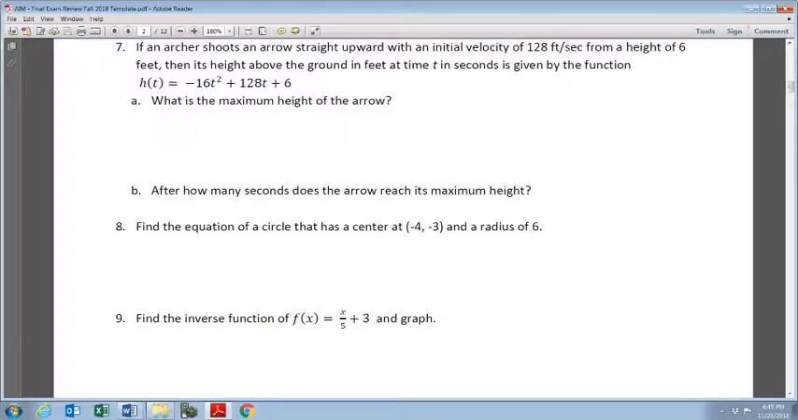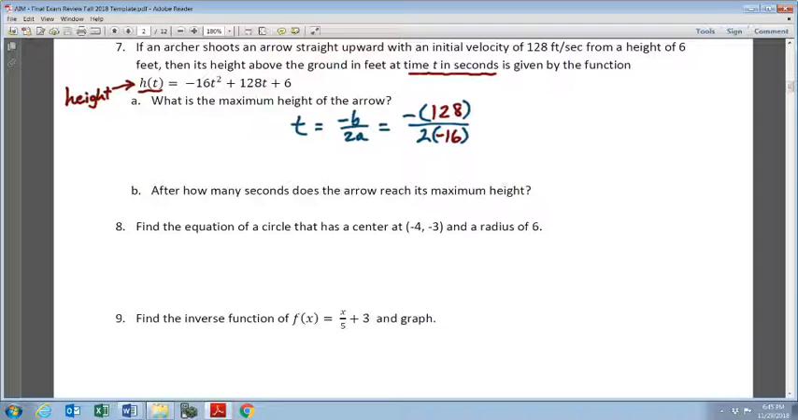So we know we have two variables here. Our height is h of t, and of course t is time in seconds. And so this graph, actually before I get into the vertex formula here, let me go backwards.